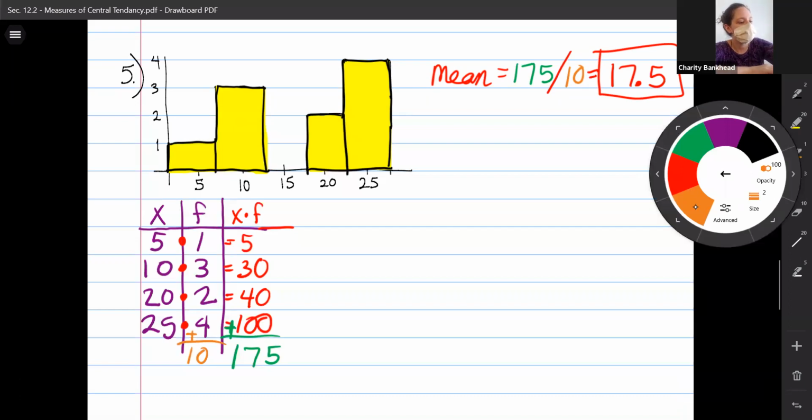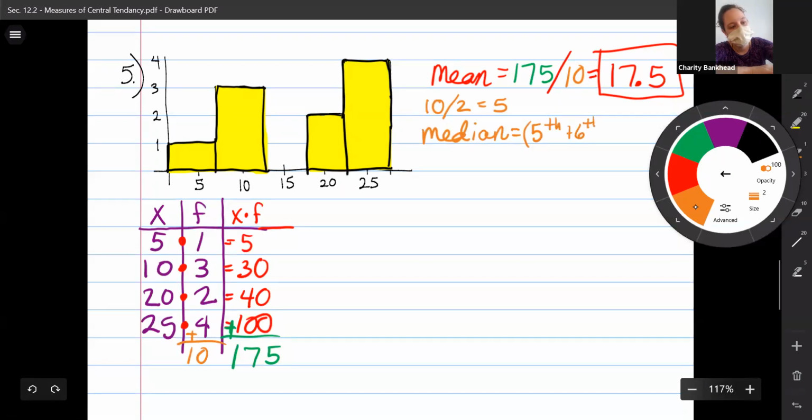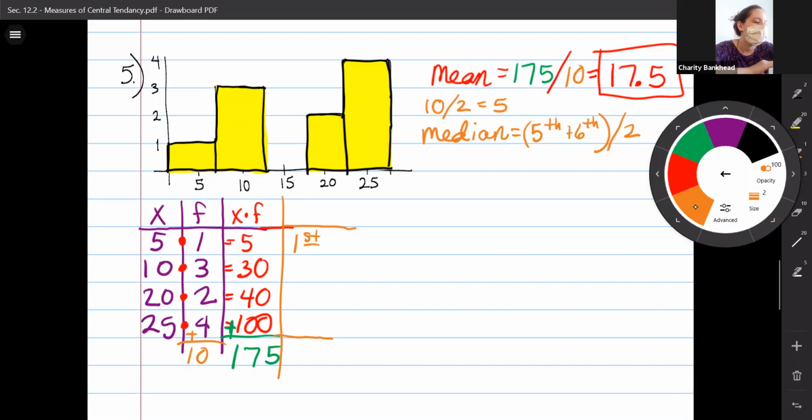Okay, and then to find my median, so I have a total of 10, divide that by 2, that equals 5. So my median is going to be the average of the 5th and the 6th item. All right, so I have 1 5. So that means the first data item is a 5. And then I have 3 10s. So that means the second, third, and fourth are 10.